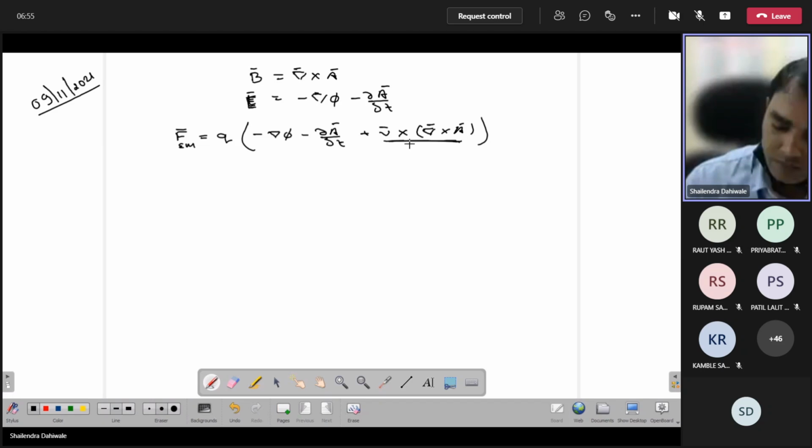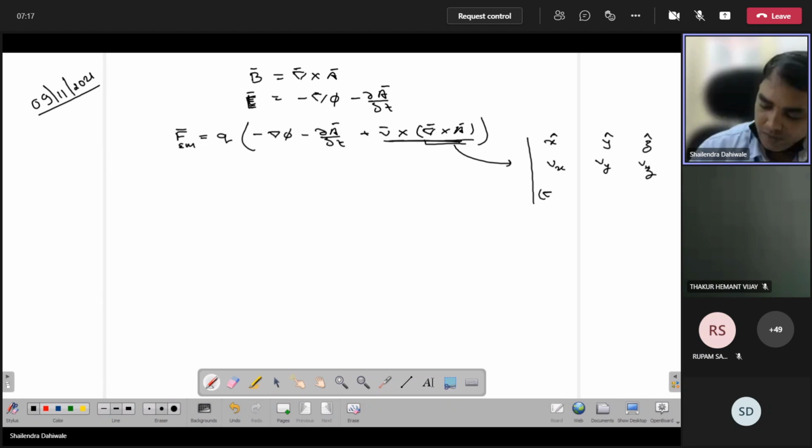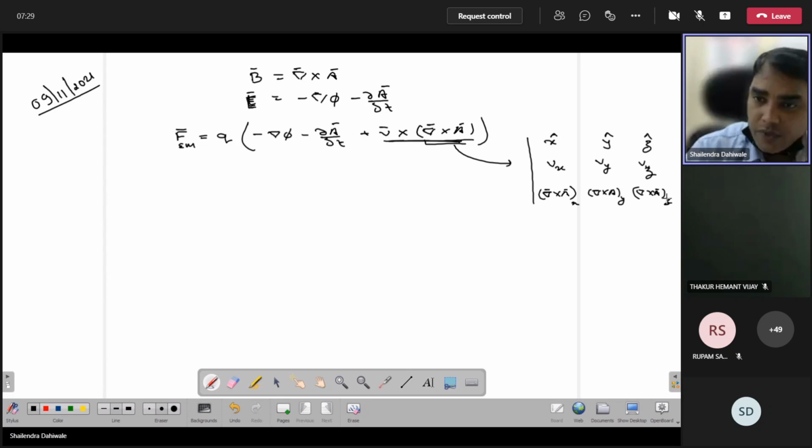Okay, so if I want to get this, I can write this as x cap, y cap, z cap, and then Vx, Vy, Vz. And for time being, I write this as del cross A x component, del cross A y component, del cross A z component.